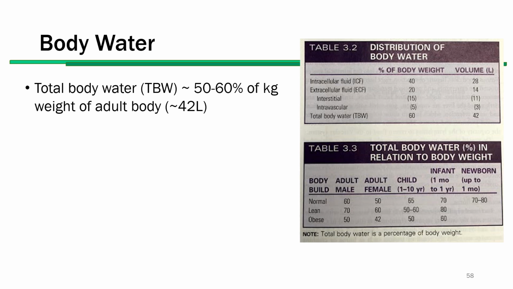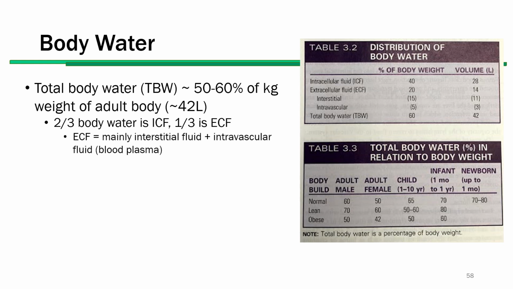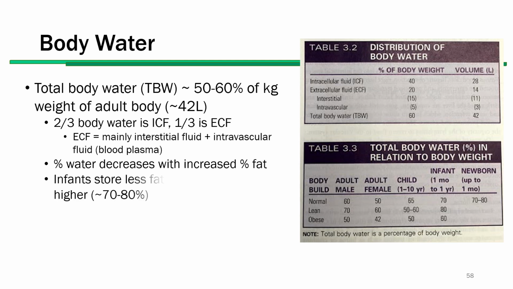Total body water is about 50 to 60% of the kilogram weight of an adult body, about 42 liters. 2/3 of the body water is intracellular and about 1/3 is extracellular. The extracellular fluid is mainly interstitial fluid and intravascular fluid or blood plasma. The percent water decreases with increased percent fat. Now, with increased body size, that doesn't mean there's less water, there's more, but the percentage decreases because the fat doesn't hold water. So it's not an absolute decrease, it's a percentage decrease.